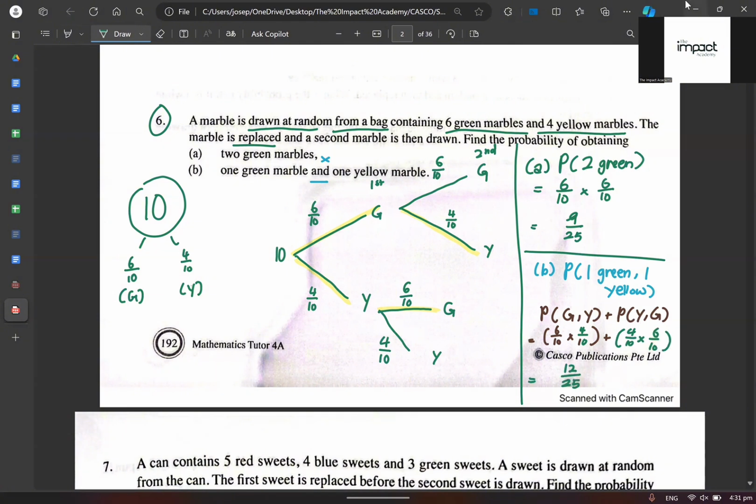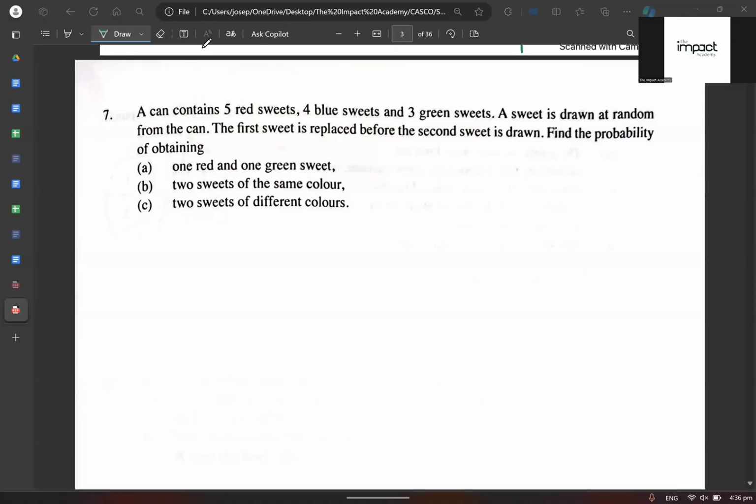And I hope this is something that you can understand. Okay, so over here, a can contains 5 different kinds of sweets. We have red, we have blue, correct? We have green. Agree so far?